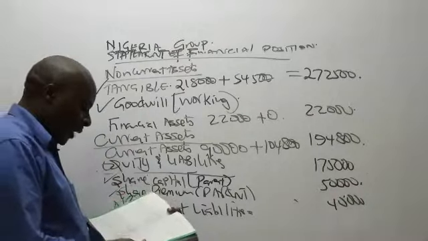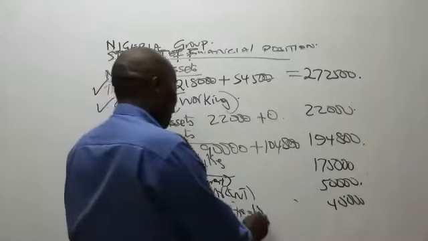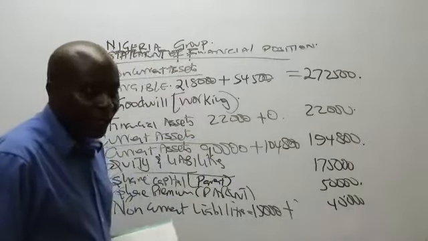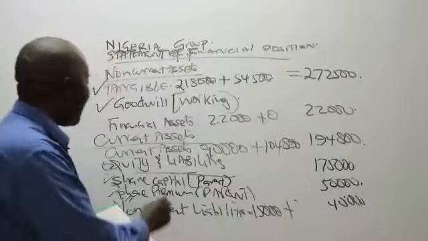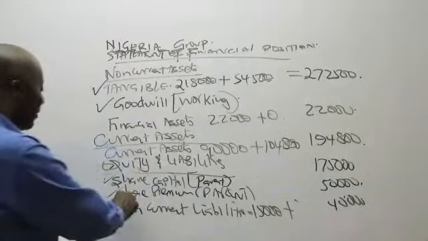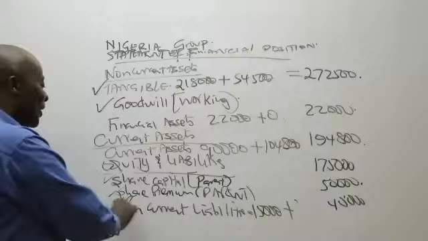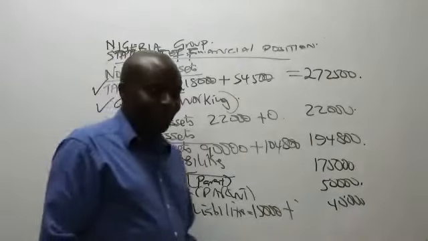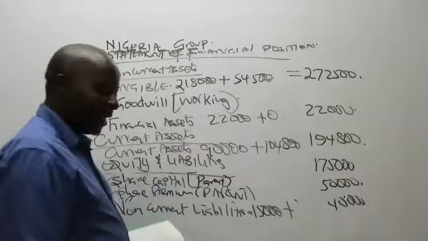Non-current liability. Take the parent's 15,000 plus the non-current liability of the subsidiary. How much was it? We forgot the retained earnings. Yes, thank you very much. Put retained earnings there, somewhere above the NCI.